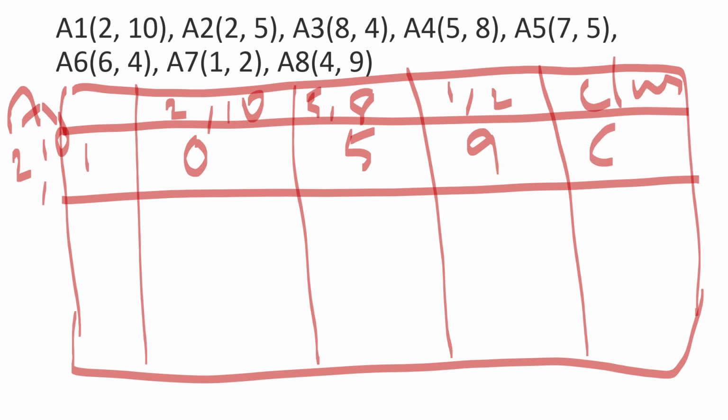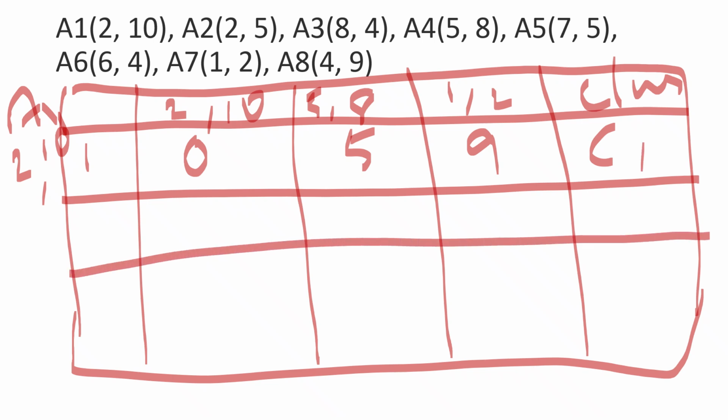So A1 can be assigned to cluster 1. Next, I'll take the point A2, which is (2, 5). Now we have to calculate the distance between (2, 5) and all clusters. First, the distance between (2, 5) and (2, 10). In x-wise distance, 0; in y-wise distance, 5 minus 10 is 5. So the distance is 5.